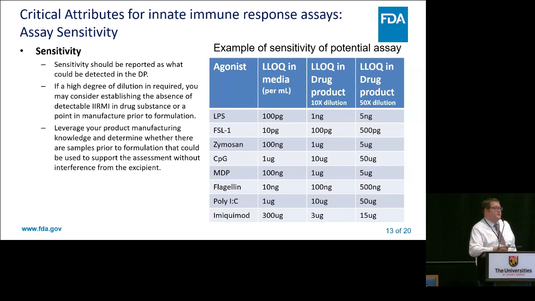This can be a problem with some drug products due to formulation impacts. We understand that. An option is, as has been mentioned before, you can try to test your drug substance in a buffer that doesn't impact, or if there's a point in your manufacturing process before the formulation component that has an impact is added, you can try to test prior to that. We just suggest you leverage your manufacturing knowledge to determine whether there are samples prior to formulation that could be used to support the assessment without interference from the excipient.